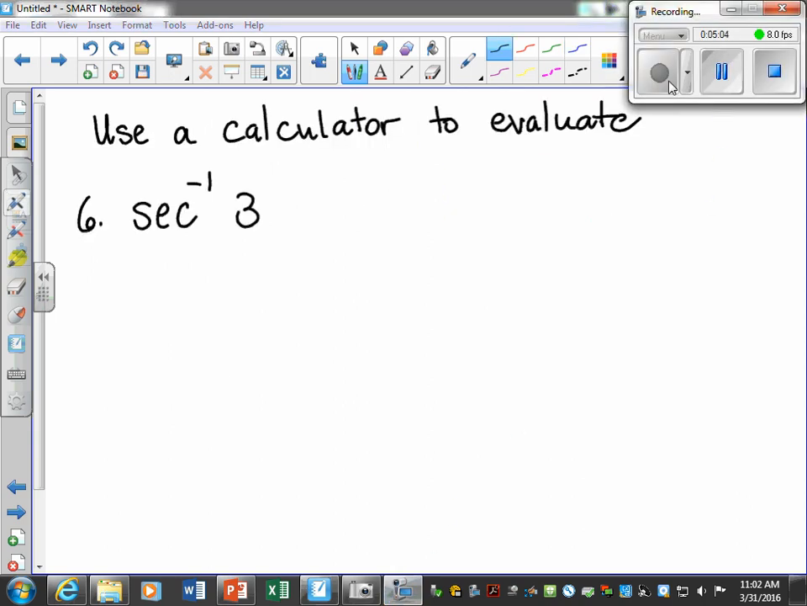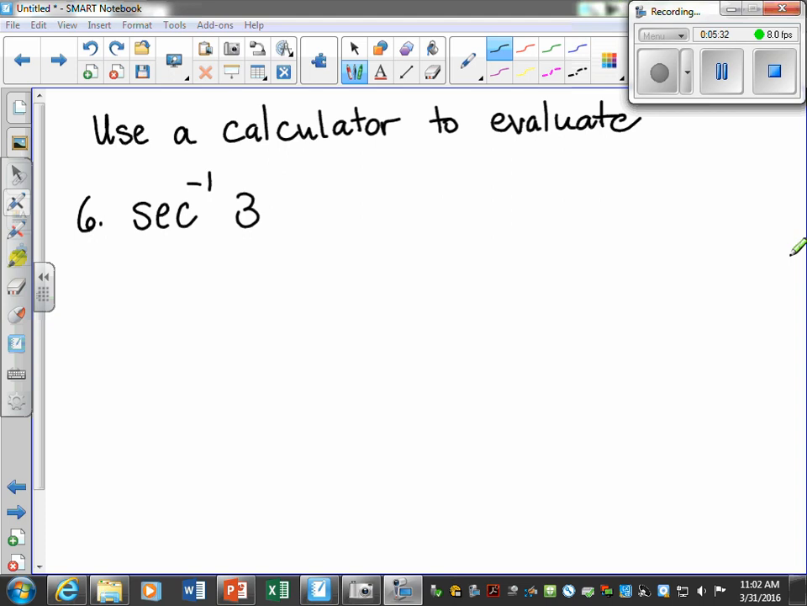Okay, our next set of examples are going to be using the calculator just like we did in the previous lesson. And so this first one is secant inverse of 3. Look at your calculator and tell me what you think. There is no secant inverse button, correct? Good. So since there's no secant inverse, it has the same region as which one of the trig functions?